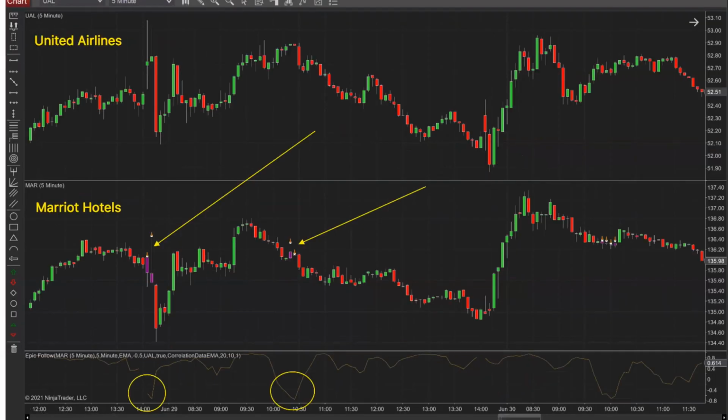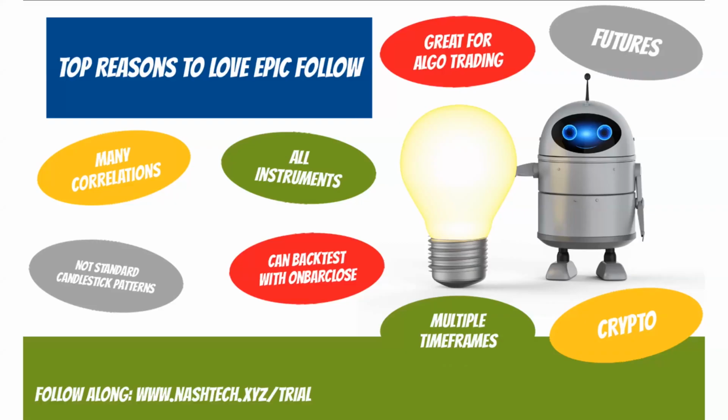Marriott and United would go here too. Sometimes these would follow, if you've ever followed any equities like cruise lines or hotels, airlines, you're looking for major correlation differences and entering with who would maybe be the parent, right? Or the master instrument there. So it's a quick demo of Epic Follow.